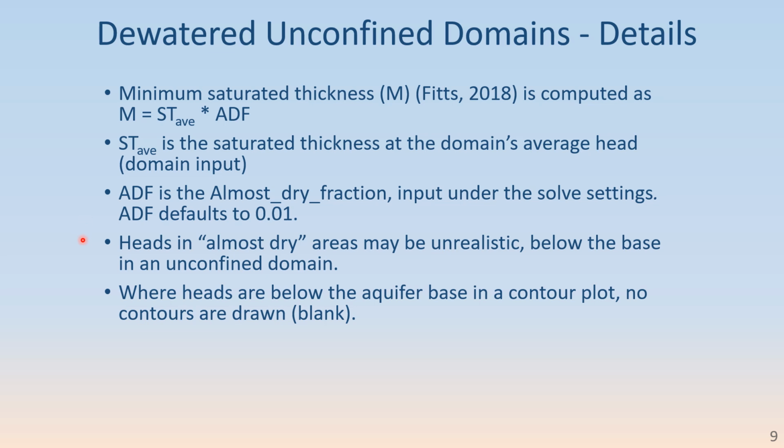So when you get a solution this way, it's as though there's this very skinny confined domain in those areas where the head is at or below the base of the unconfined domain. And you make it skinny and thin so that the amount of flow that's going horizontally in those regions is insignificant compared to other horizontal flows in the model. So it doesn't really affect your solution much, but it lets your solution converge. The heads that result are unrealistic and should be ignored. And in the contouring algorithm, when you're contouring heads, the plot areas where the heads are at or below the base will be blank. No contours will be drawn there.